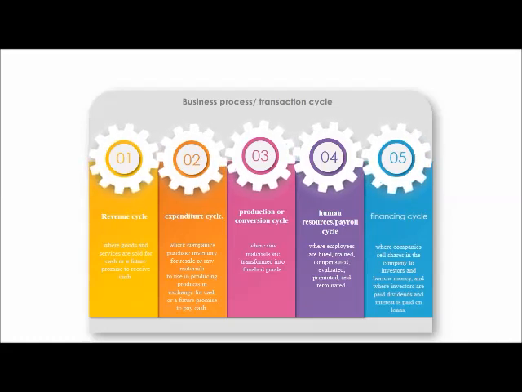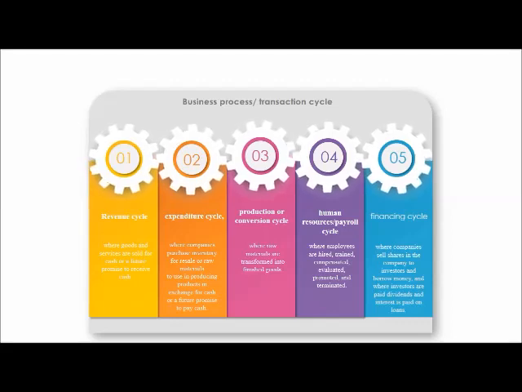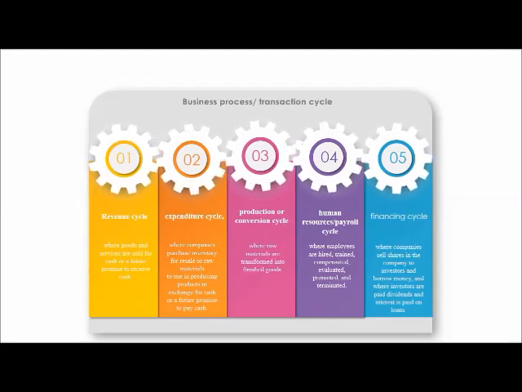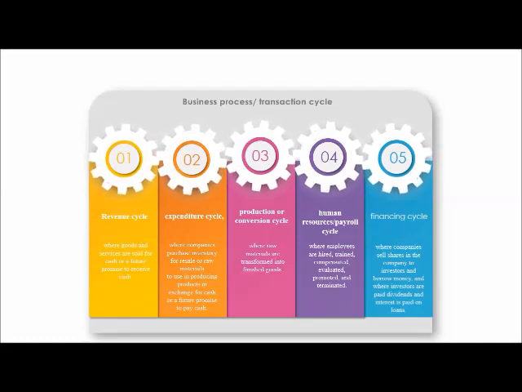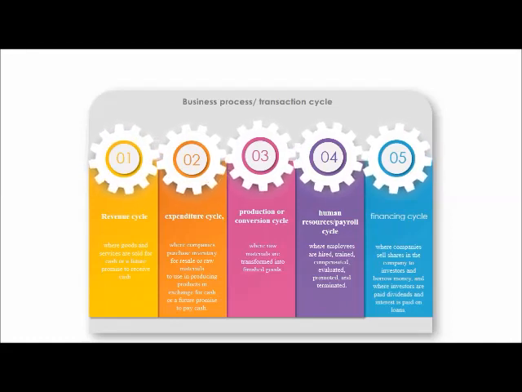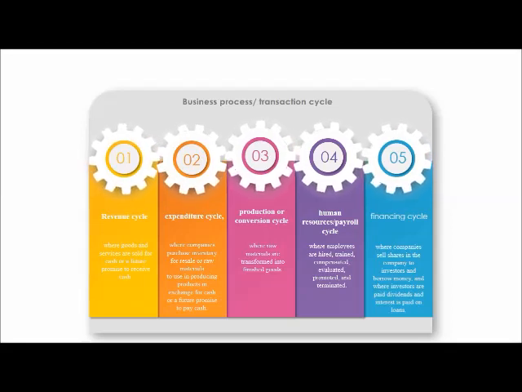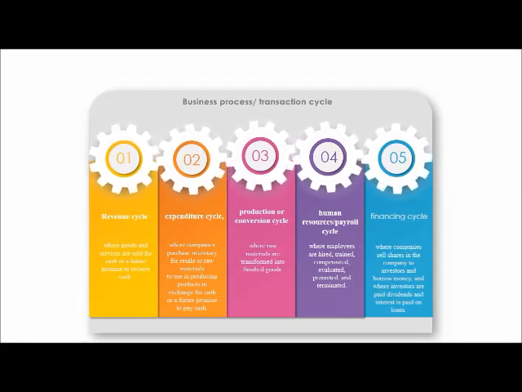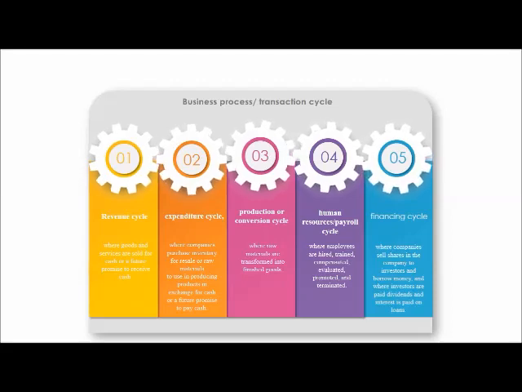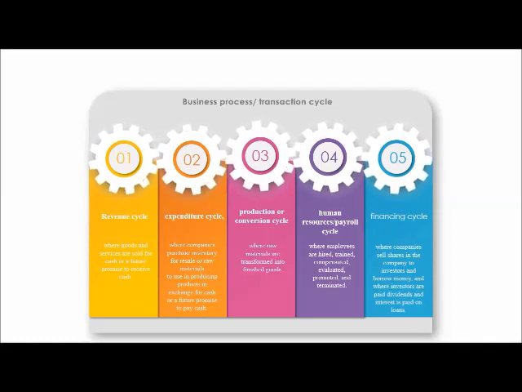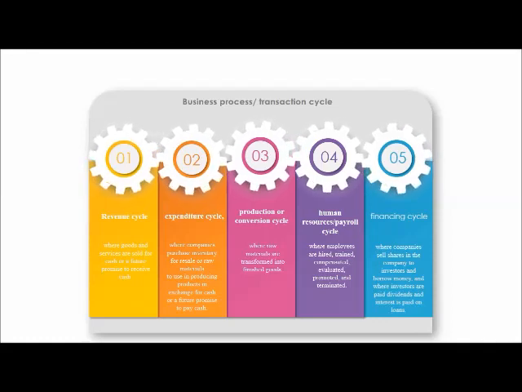Second is called the expenditure cycle. The expenditure cycle is where companies purchase inventory for resale or raw material to use in the production process, in exchange for cash or a future promise to pay cash. So the expenditure cycle concentrates on either buying raw material that will go in the production process or buying finished goods to resell them.